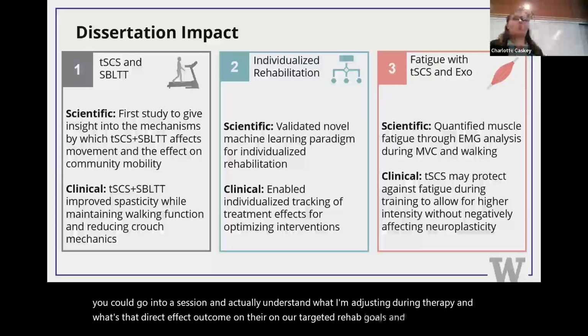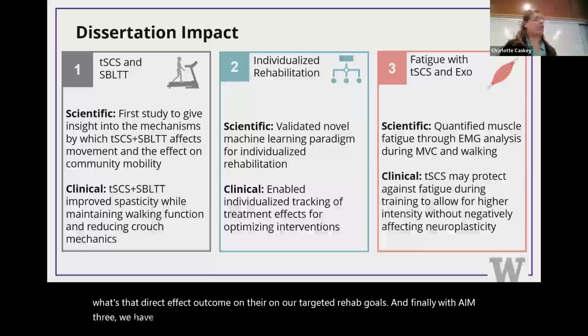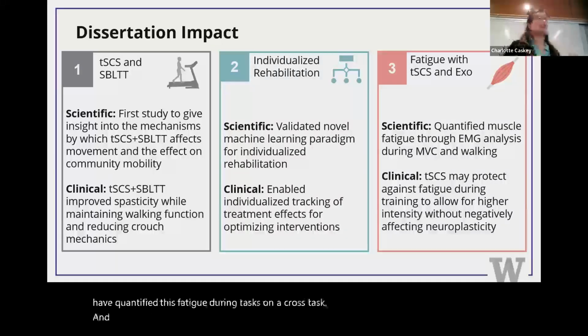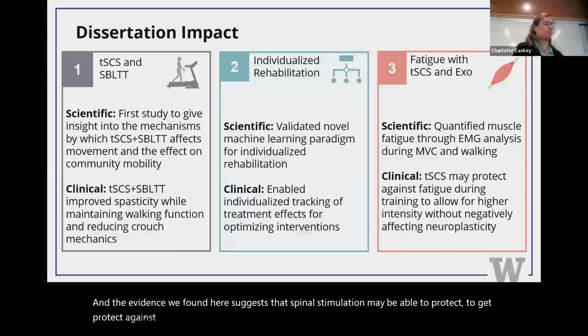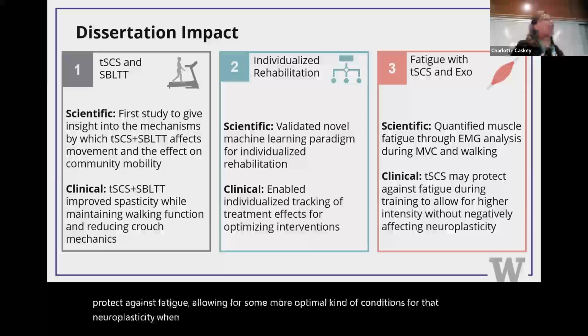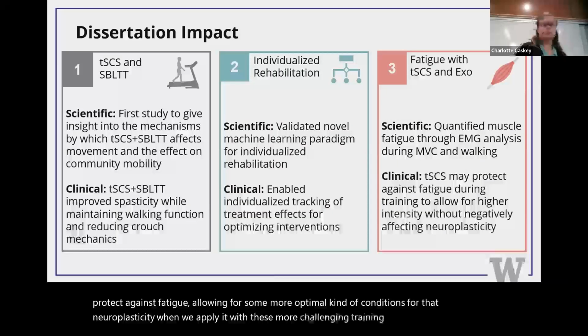And finally, with Aim 3, we have quantified this fatigue during tasks and across tasks. And the evidence we found here suggests that spinal stimulation may be able to protect against fatigue, allowing for more optimal conditions for neuroplasticity when we apply it with these more challenging training activities.